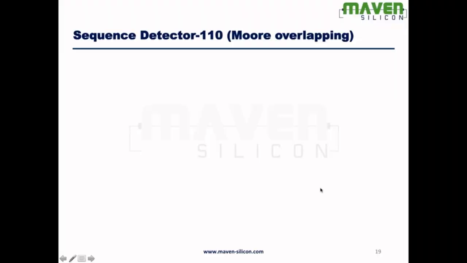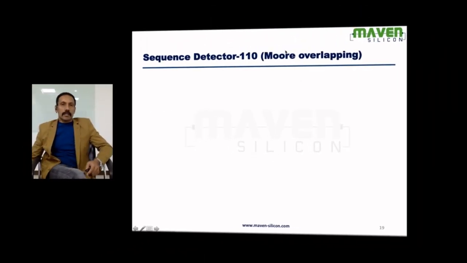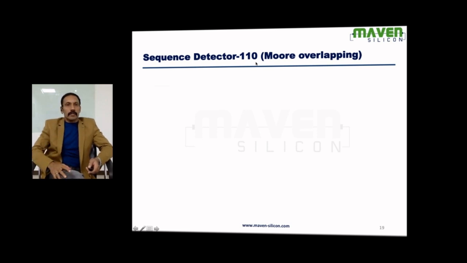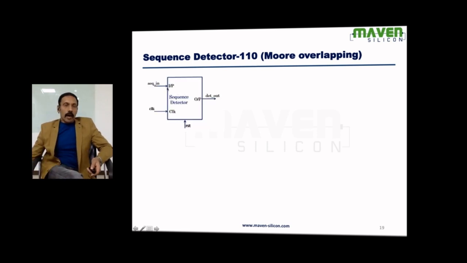Look at finite state machine. It's a simple sequence detector, 1, 1, 0. You can even try this example. This has inputs: sequence_in, clock, reset. There are three inputs and one output. Everything is single bit.